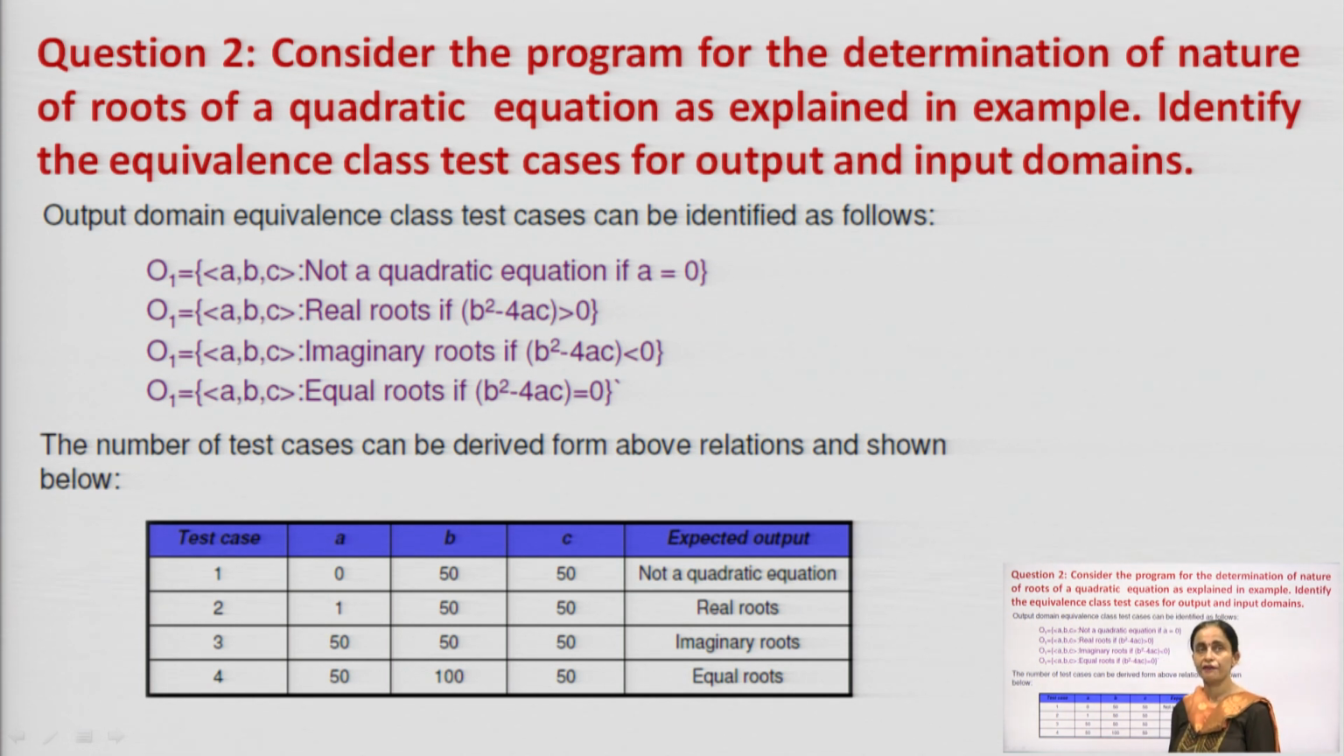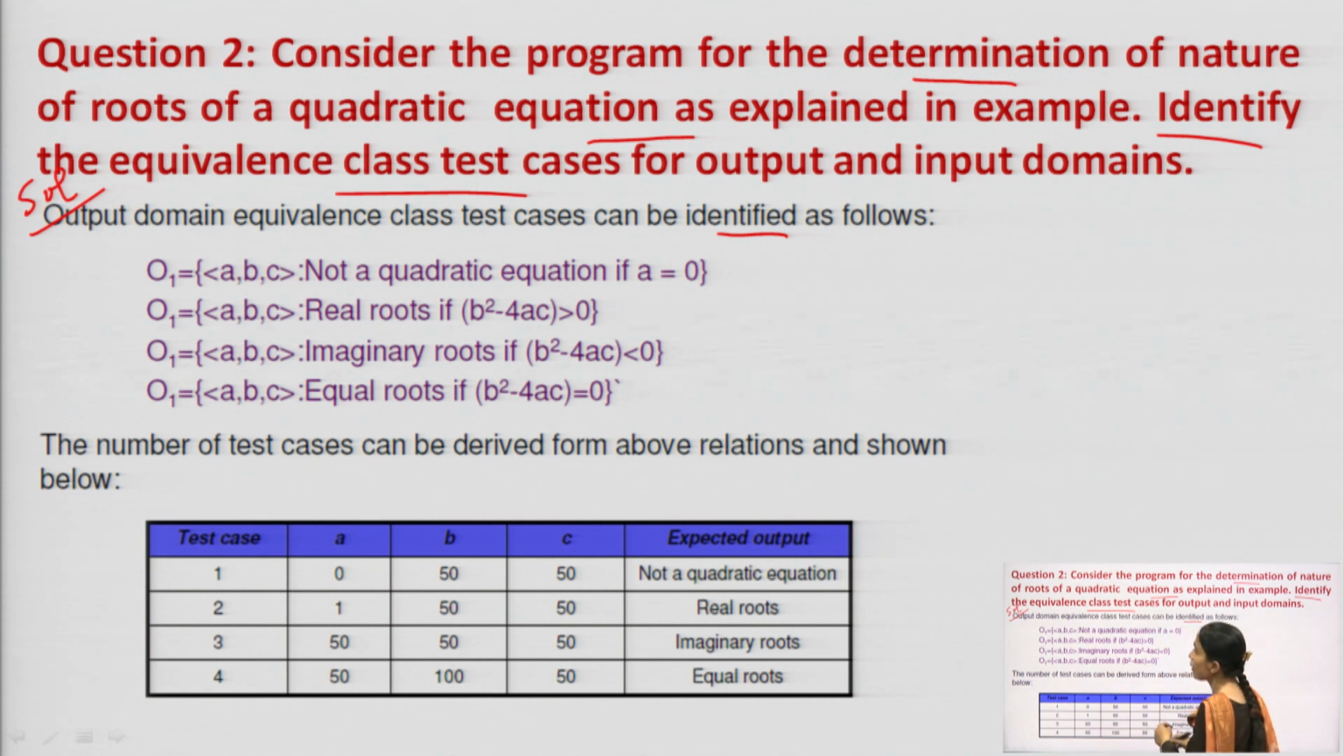Now, take one question, the same program. Consider the program for the determination of the nature of the roots of a quadratic equation, as we did earlier in boundary value analysis. Now, we have to identify the equivalence class test cases for the output and input domain. What should be the output domain? Please see.